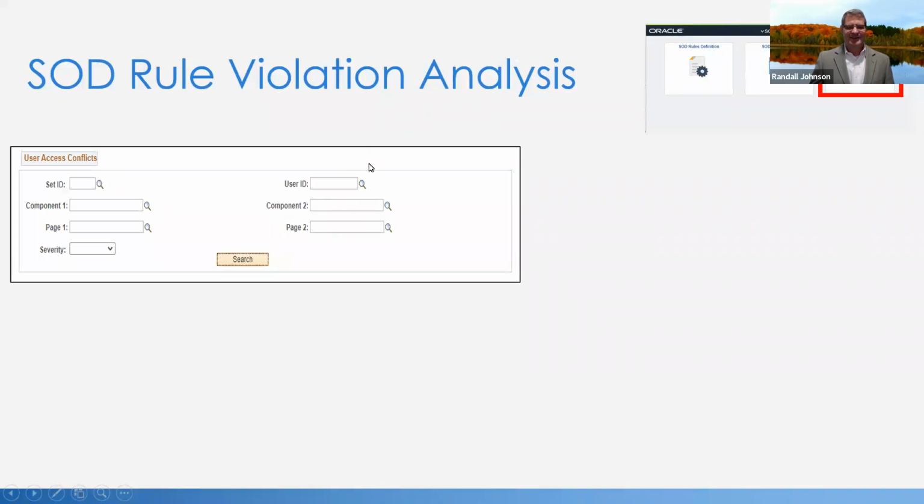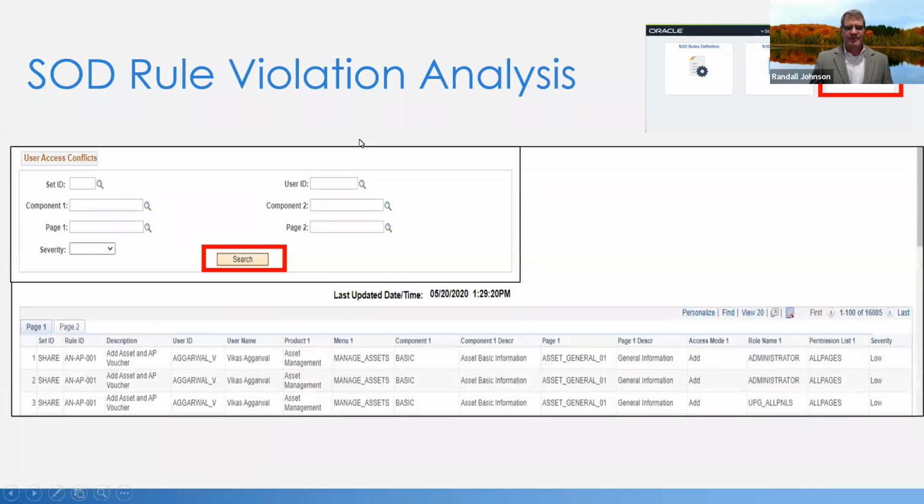So, here we have an analysis. I'm going to say we ran it. So in your mind, you have to imagine we've run the rules engine, okay? And now we're ready to look at the violations. We're ready to analyze those violations. I'm going to just do a global search to see what there are. And up it pops in our dashboard.